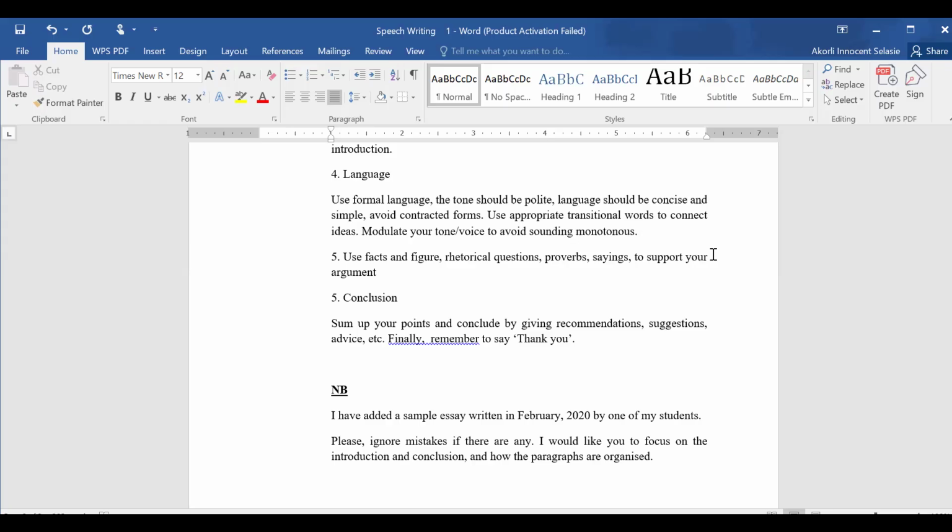Language. Use formal language. The tone should be polite. Language should be concise and simple. Avoid contracted forms. Use appropriate transitional words to connect ideas. Modulate your tone or voice to avoid sounding monotonous. Use facts and figures, rhetorical questions, proverbs, and sayings to support your argument. Conclusion. Sum up your points and conclude by giving recommendations, suggestions, advice, etc. Finally, remember to say thank you.